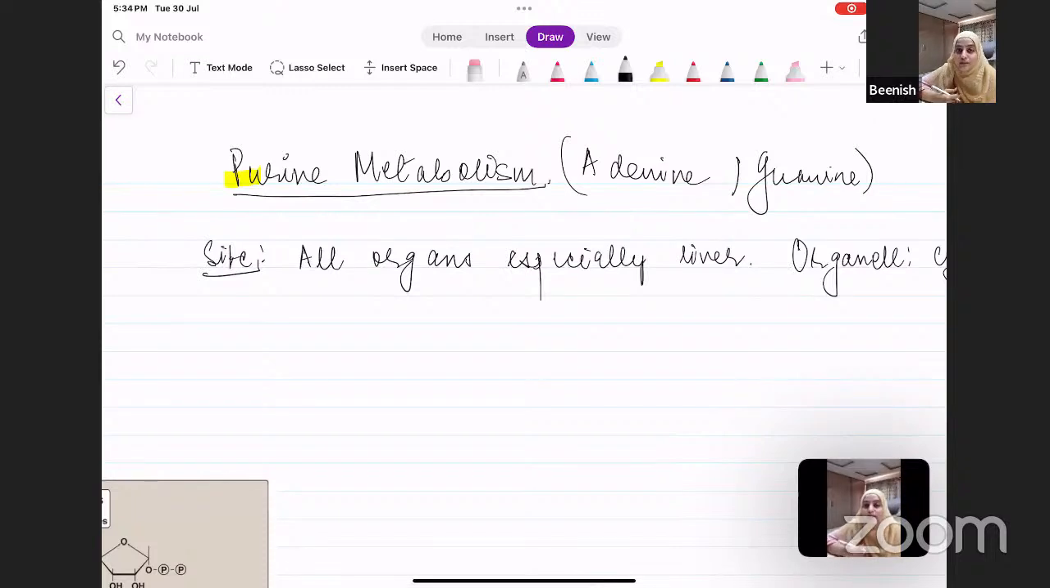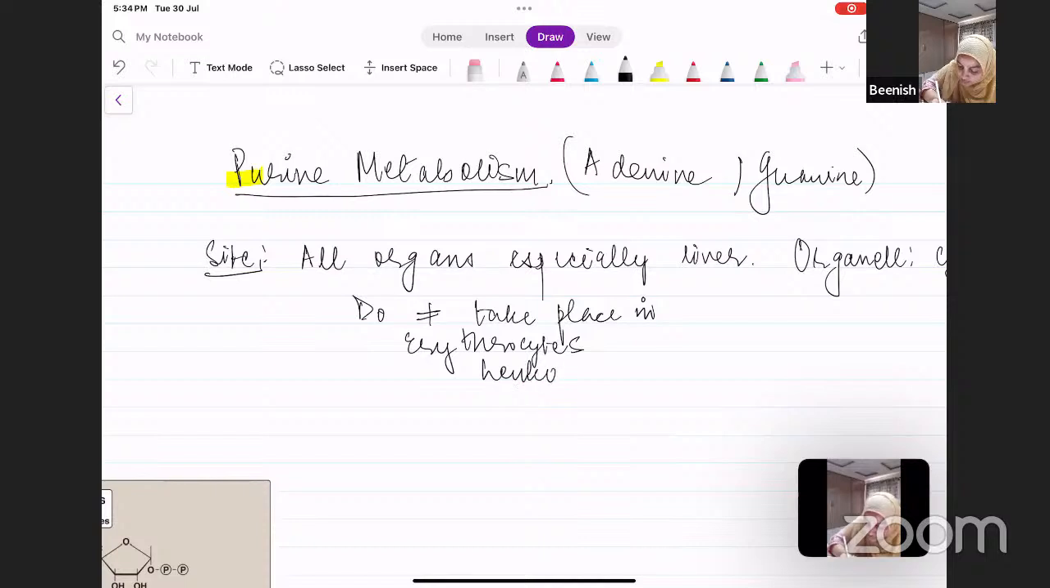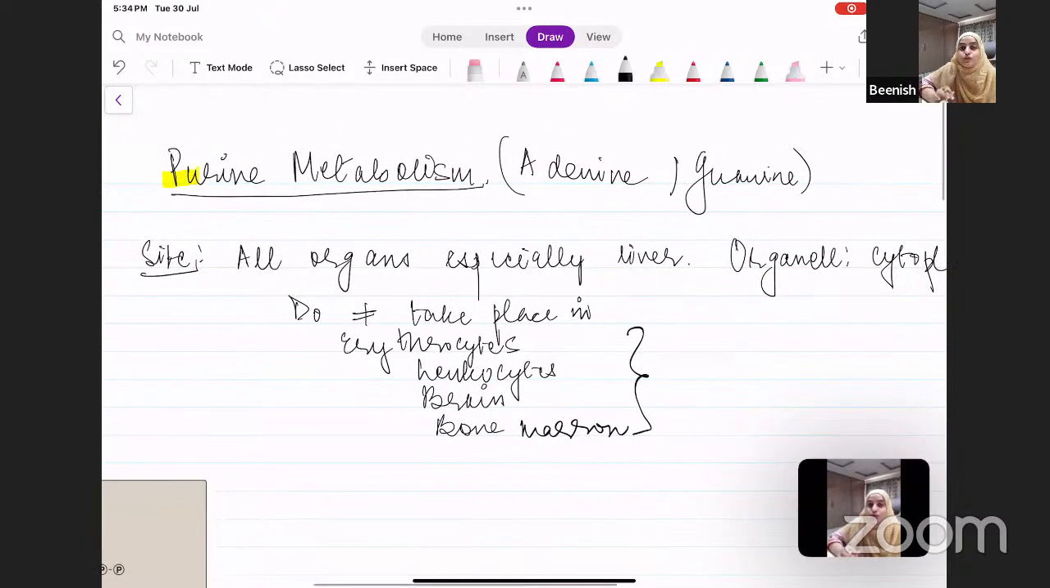And where does purine synthesis not take place? It does not take place in your erythrocytes, your leukocytes, brain and bone marrow. So these organs, these tissues, are solely dependent on the salvage pathway.